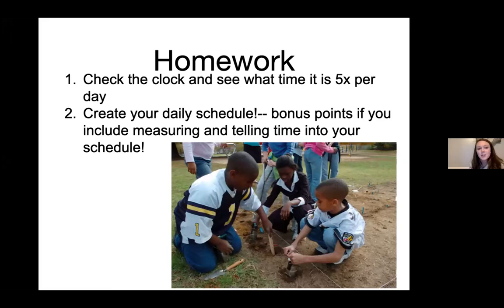Also, here are your bonus points. If you include measuring and telling time in your schedule, you get bonus points. So we look forward to your answers. Good luck.